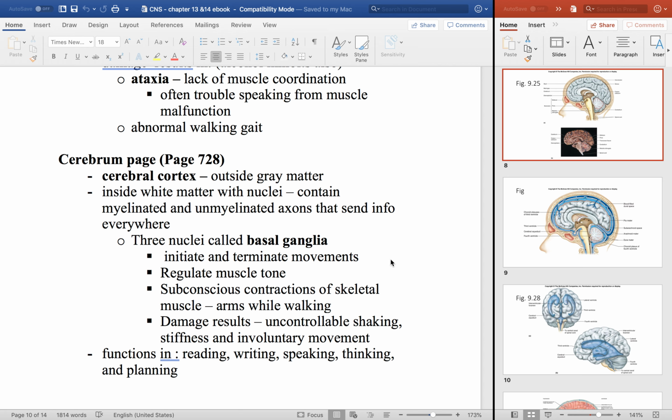So people that have damage in this area have uncontrollable shaking, they have stiffness, and involuntary movement. Also, it helps with what we do subconsciously as far as movements go, like whenever you think about people walking, how they hold their arms, or when they're running, how they hold their arms. That is part of what the basal ganglia does.